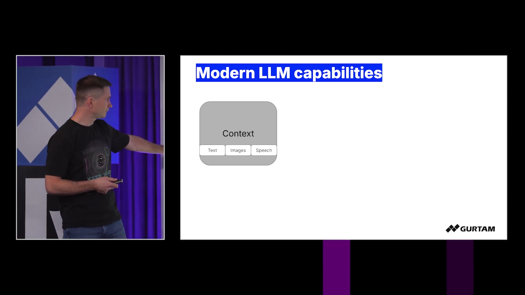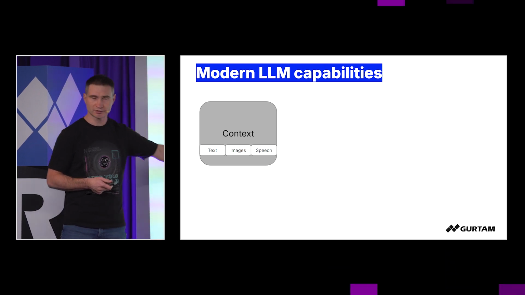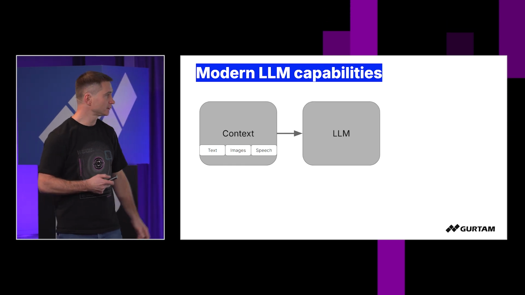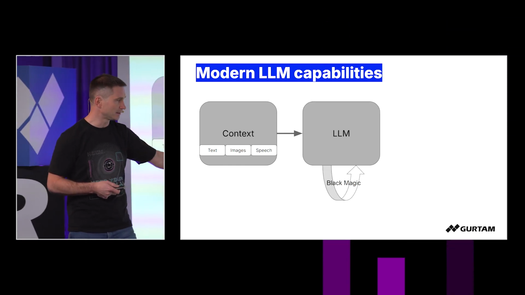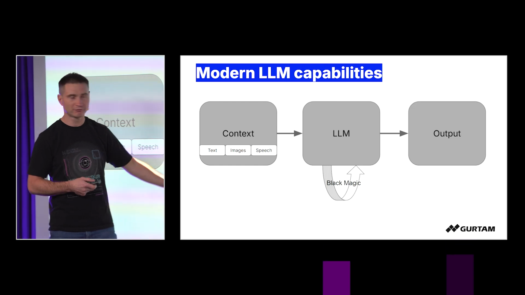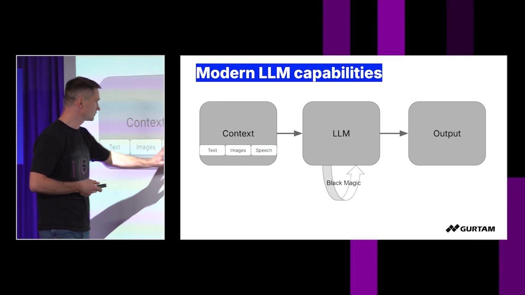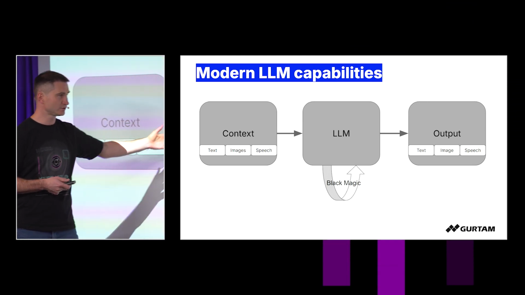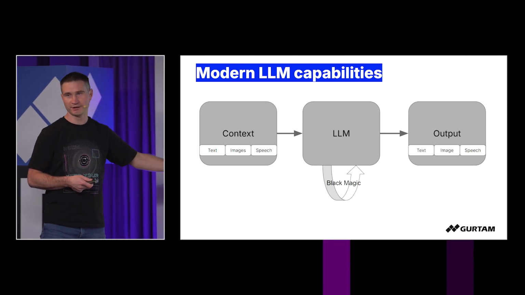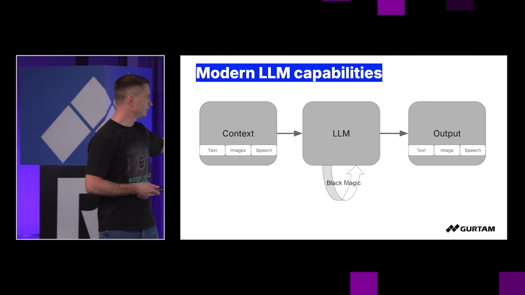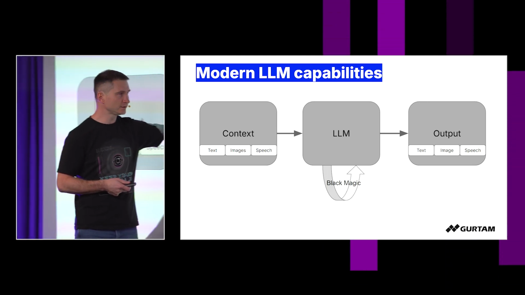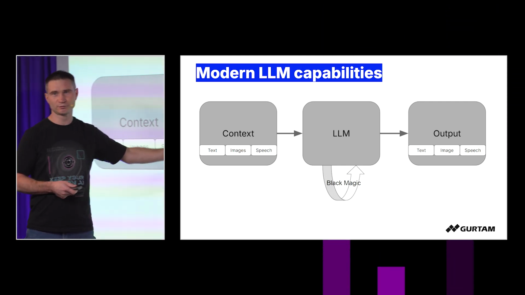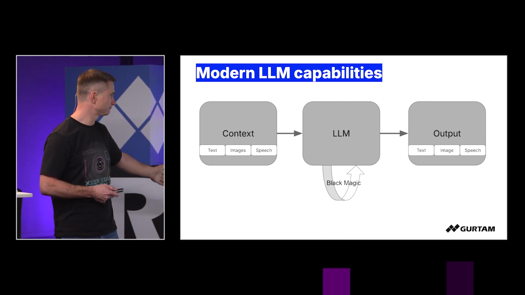Context is text, images, or speech. This is what we provide to the LLM when we call it. Then the LLM has some black magic in it and provides us, based on text, images, and speech, some output. The output is also text, an image, or speech. As you see, it's very, very simple. We put something in, call an API method, and it provides us with output. Super easy, super simple, same as the human brain.